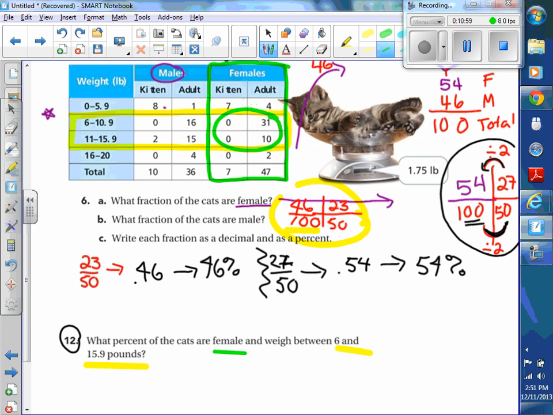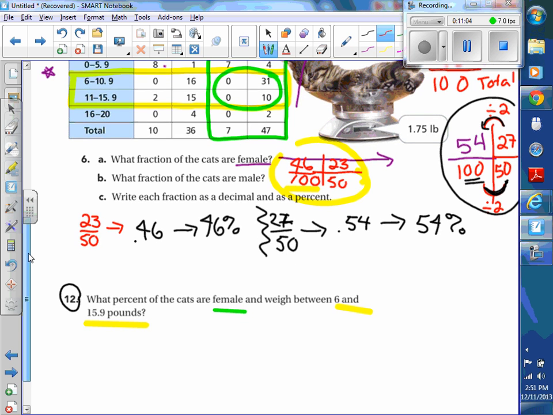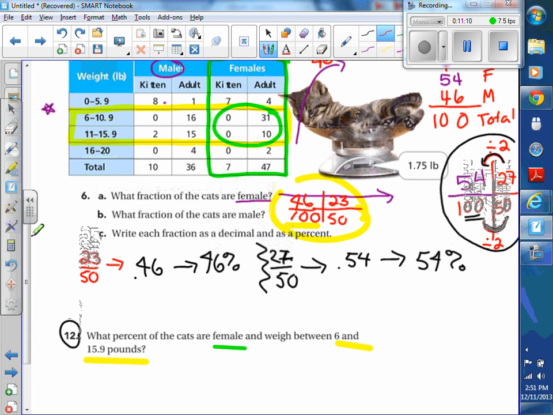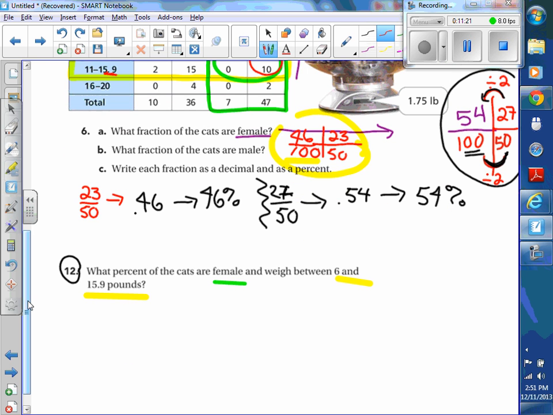So what is, in total, Allie, how many cats are we looking at there? 47 adult cats. Well, we're actually looking for females that are between 6 and 15. We'd be looking at the 41, right? So 41 out of all of the cats. And how many cats are there altogether? 100, right? So what's the percent, Sean? It's 41%. Does that make sense?